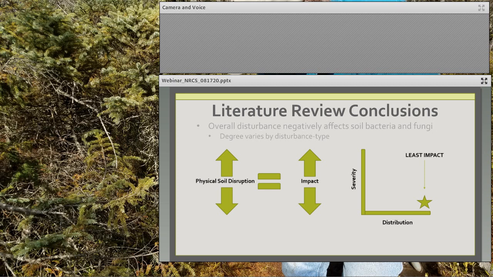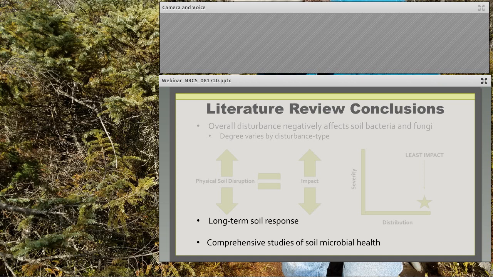In general, the greater the physical soil disturbance, the greater the impact of disturbance to the microbial community. Additionally, disturbances with relatively low severity and in which impacts are widely distributed are found to have less impact on the soil environment and in turn the biological community.